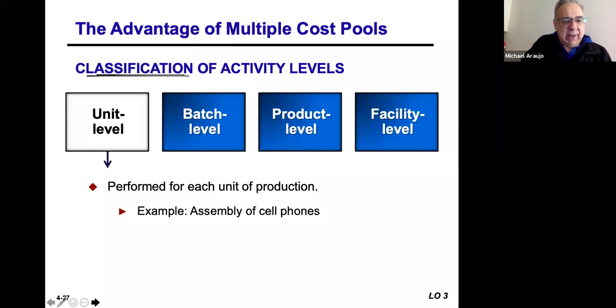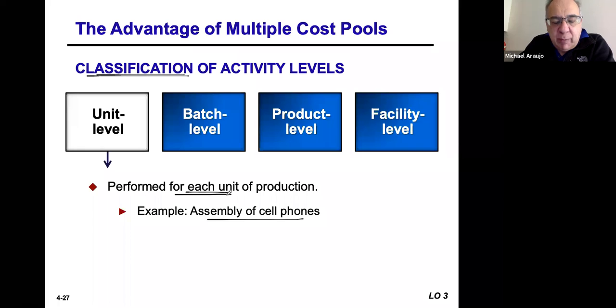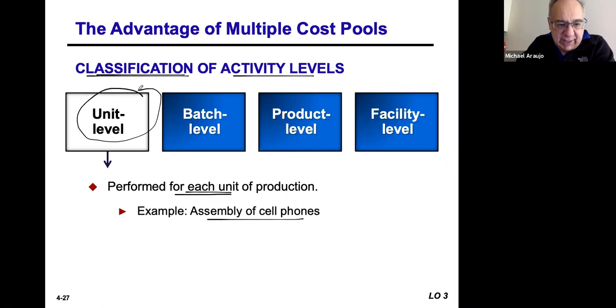The first one that's introduced to you is called a unit level activity. This is basically something that's performed for each unit of production. For example, for the assembly of cell phones, there's something that's going to be performed on every unit of cell phones, whether that's putting on a screen, screwing a screw, what have you. These are all performed on each unit. Each cell phone is going to have that done to it. So that's classified as a unit level activity.